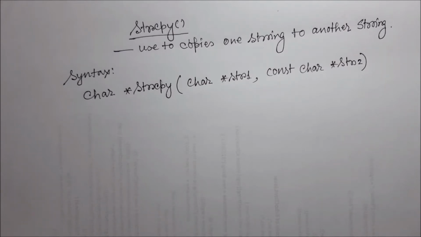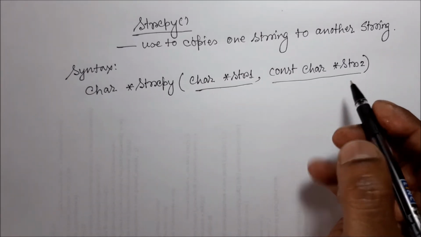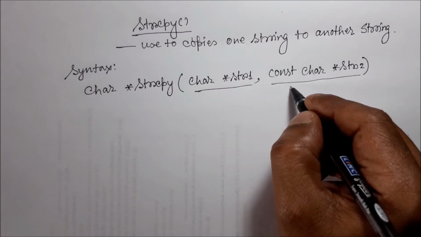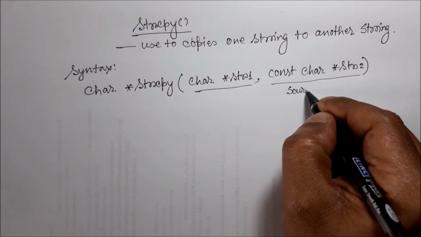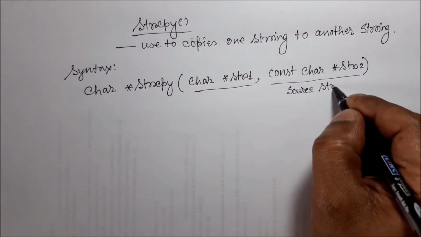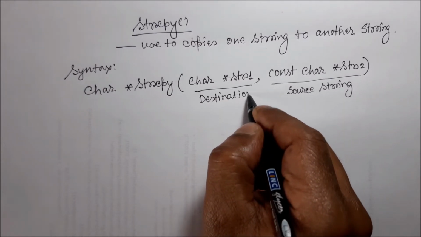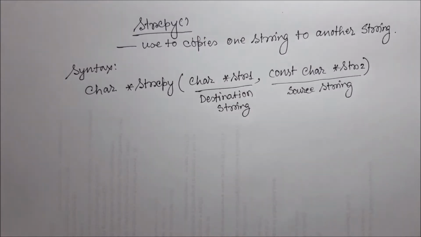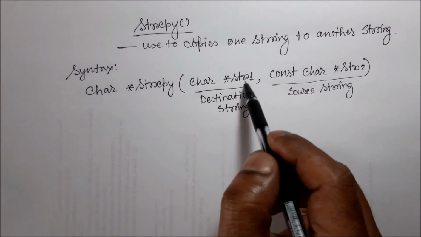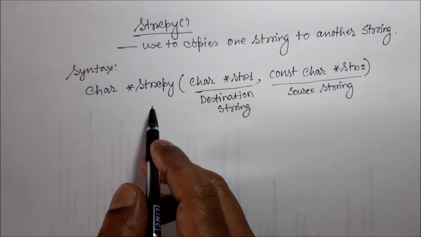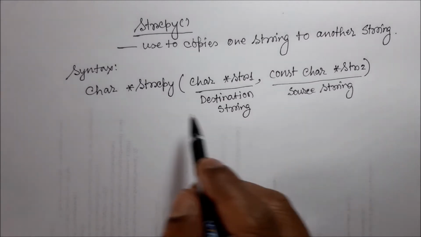This function basically takes two arguments. This is the first argument and this is the second argument. The first will be treated as a destination, and str2 will be treated as a source string. So str1 is a destination string and str2 is a source string. The return type of this function is pointer. It returns the pointer to the destination string, or you can say it returns the destination string s1.